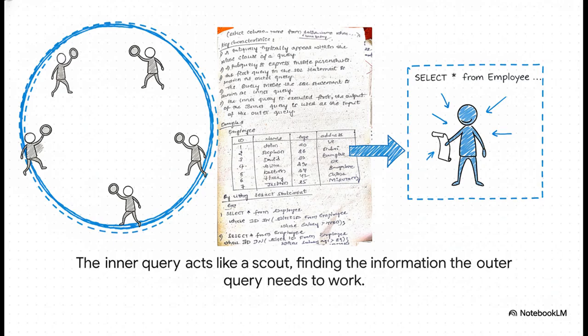Let's look at this query right here. The goal is to find all the employees whose salary is over $4,500. So, the inner query, our little scout, runs first. It goes out and finds all the employee IDs that meet that salary condition. Then, the outer query takes that list of IDs and says, "Perfect! Now go get me the full details for only these employees." It's just a super smart and efficient way to do really complex filtering.